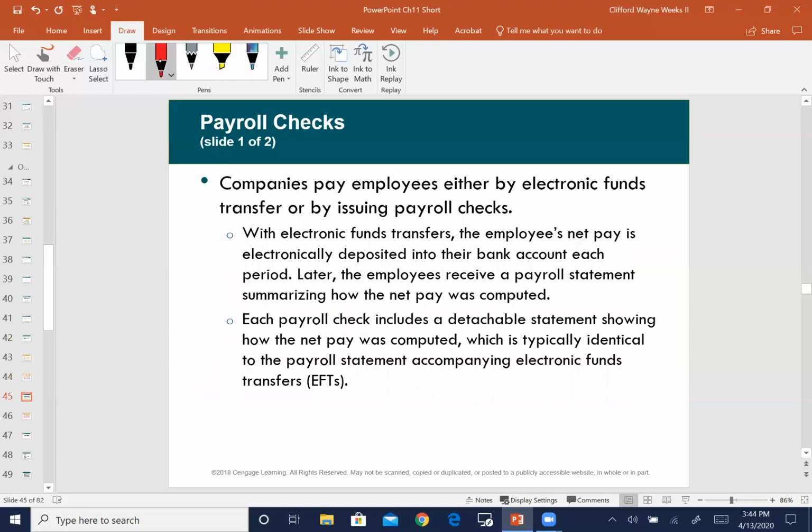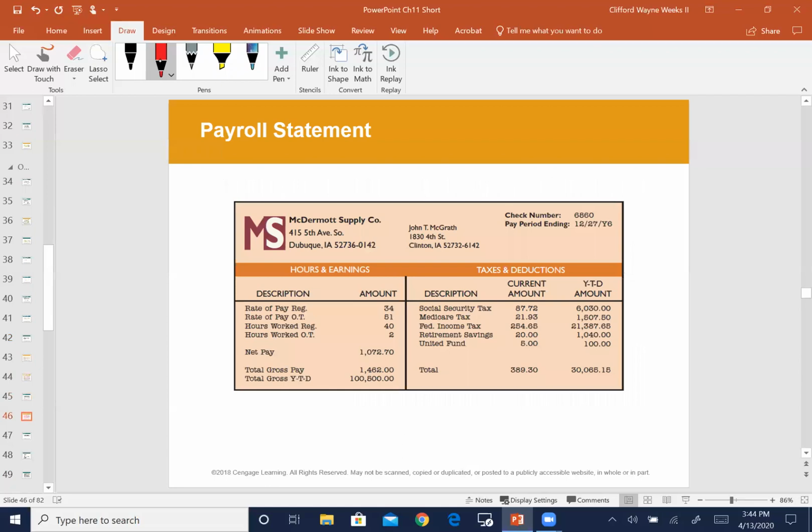Payroll checks. A company pays employees either by electronic fund transfer or by issuing paychecks. With electronic fund transfer, the employee's net pay is electronically deposited into their bank. And so if that's the case, there really is no liability for that, because we would have already recorded that as a payment. Each payroll check includes a detachable statement showing how the net pay was computed, which is typically identical to the payroll statement accompanying electronic fund transfer. And so here's an example of a payroll statement.